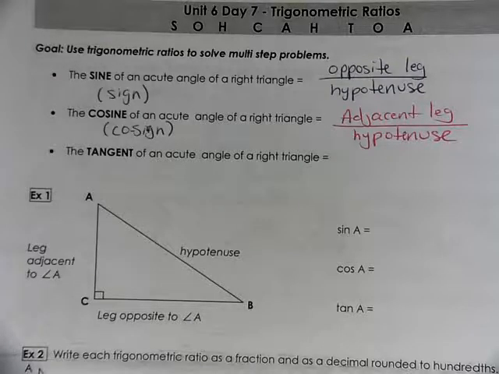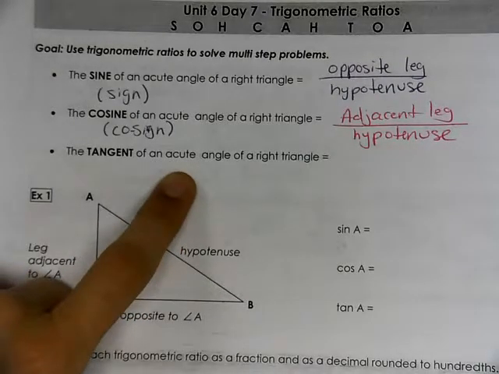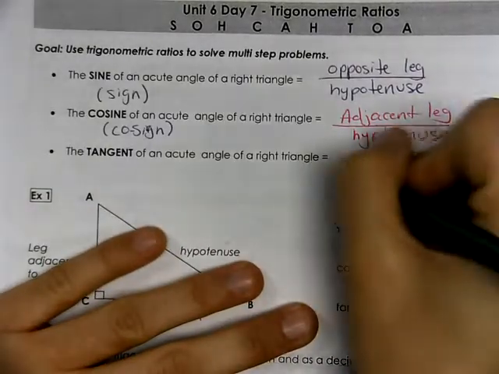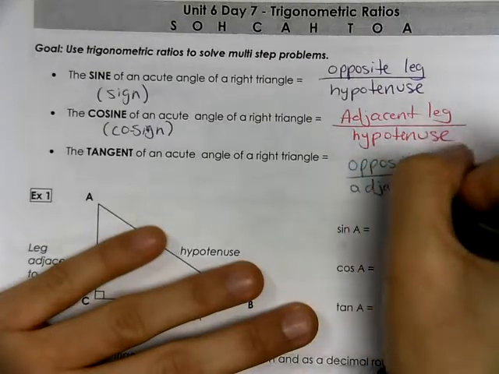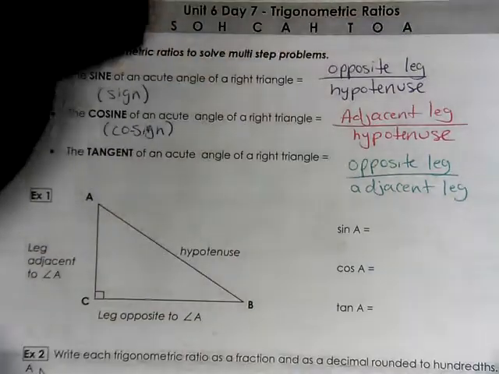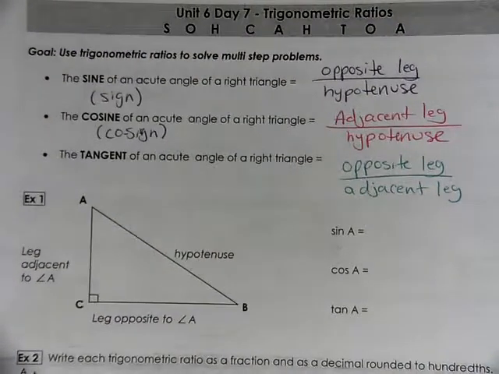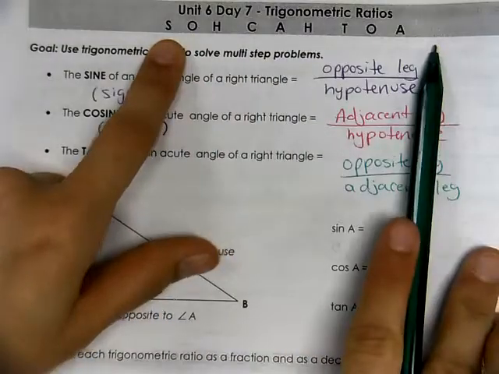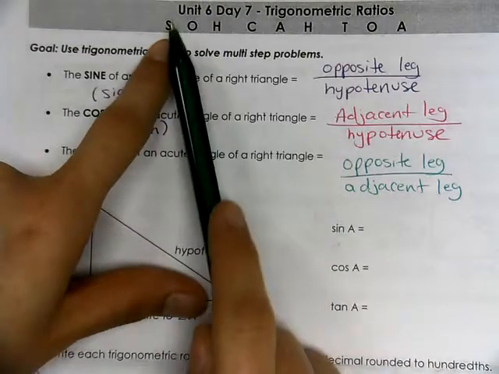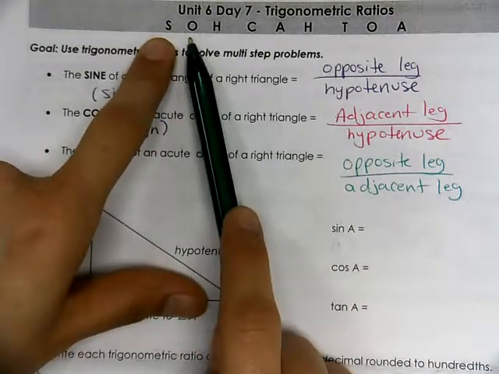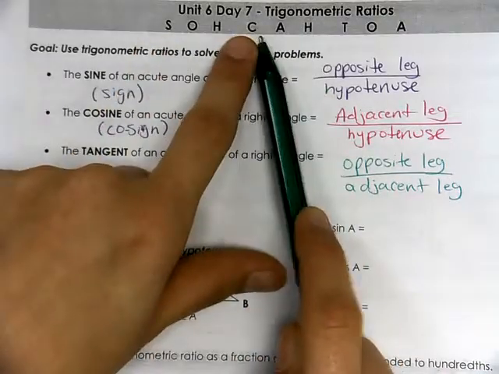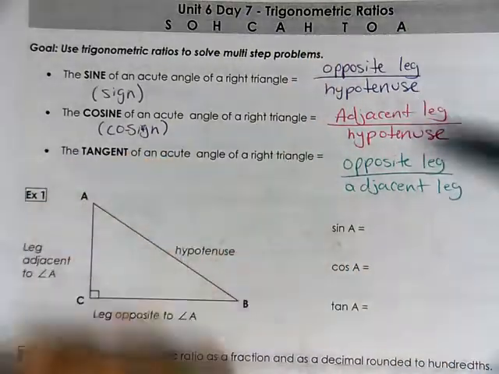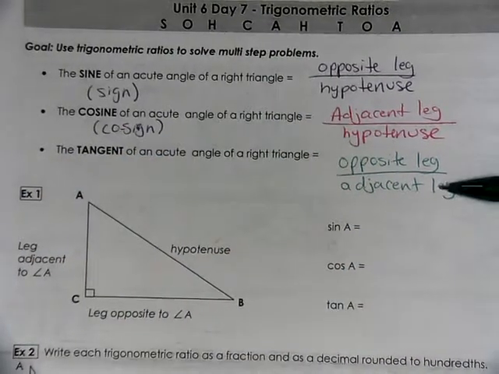The tangent of an acute angle is the opposite leg over the adjacent leg. Okay, so the way to remember these 3 ratios is at the very top, Sohcahtoa. Sounds like a weird name, but this says that sine is the opposite over the hypotenuse. Cosine is the adjacent over the hypotenuse. Tan is the opposite over the adjacent. So if you remember Sohcahtoa, you can remember these 3.